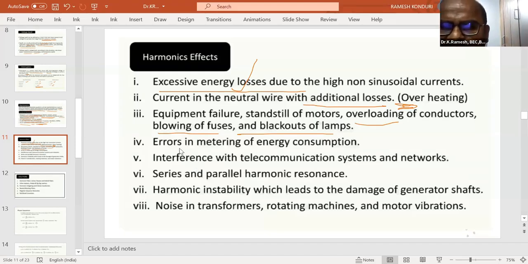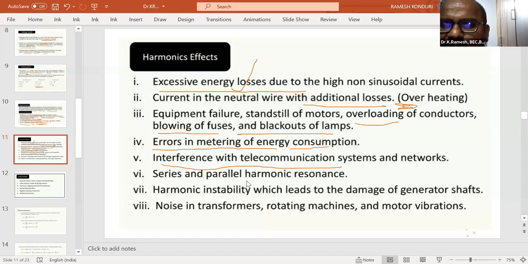And of course, the fourth one is errors in metering of energy consumption. So there may be errors in the meters while we are measuring the particular quantities. And the interference: they interfere with the telecommunication systems and the networks. So there is an interference problem with the telecommunication systems and other communication networks also.